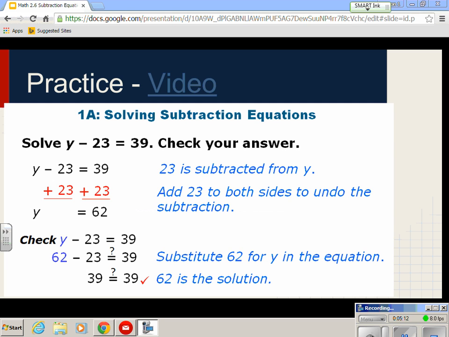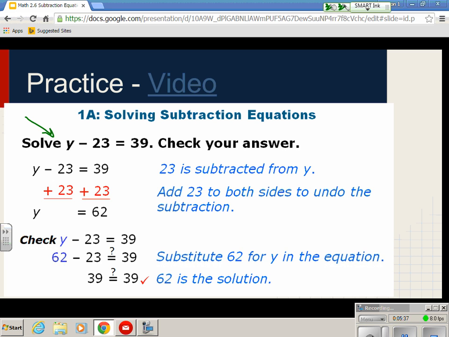So let's take a look at some of these problems that I want us to practice. That's why it says practice at the top, to really reinforce our understanding of this inverse operation. So, like normal, I want you to copy down this problem step by step as I show you. What are we going to do? We're going to solve y minus 23 equals 39. We're going to try to get y alone.